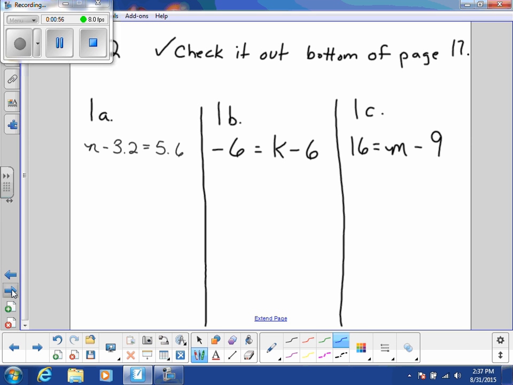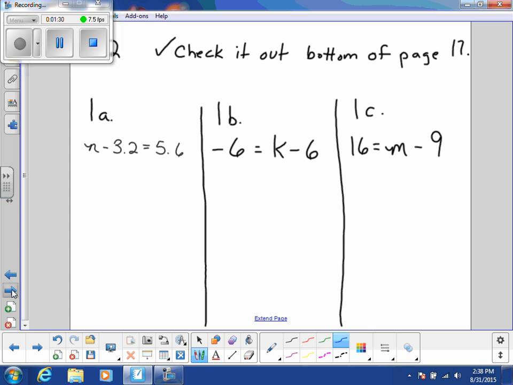After that, I'm going to have you see the check it out exercises down at the bottom. These are practice problems to make sure you understand how to solve equations correctly. And I'm going to work through these with you right now. Equation 1a down at the bottom of the page, n minus 3.2, and I'm going to stop right there. Look at the side where the variable is and ask yourself what's happening to the variable in this equation. Well, 3.2 is being subtracted from the variable.